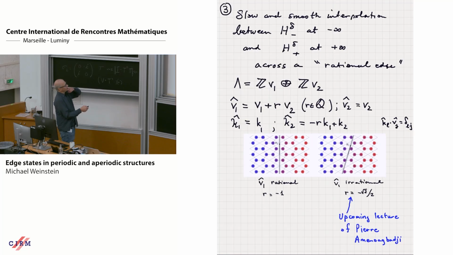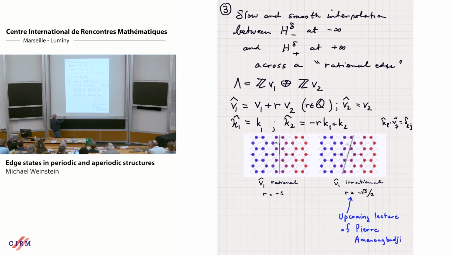Okay, so here's the triangular lattice, and I want to pick a direction, and I'll write that direction as V1 hat equal to V1 plus R V2, where R is rational. So R is going to be B over A in lowest terms, where B and A are integers. And V2 will be the usual V2 of the triangular lattice, and then they're going to be dual vectors. Here is R again in K2. And then there are different cases. There's the case where V1 is rational, like this one. That's like the zigzag edge.